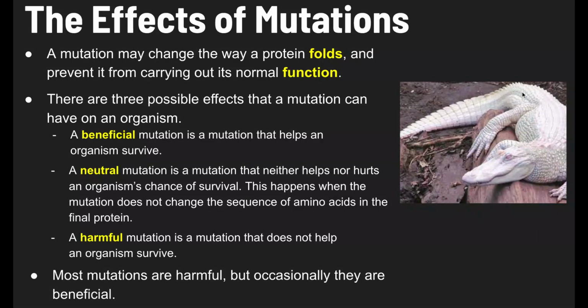Albinism. So you might have heard of people that are albino. Albinism is caused by a mutation, and this is an example of an albino alligator. And this is a harmful mutation because when the individual is albino, they don't produce a pigment in their skin that protects them from the UV light from the sun. So this alligator can easily be burned by the sun and end up dying as a result. So this would be an example of a harmful mutation.